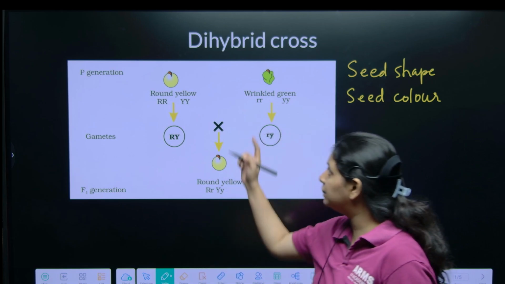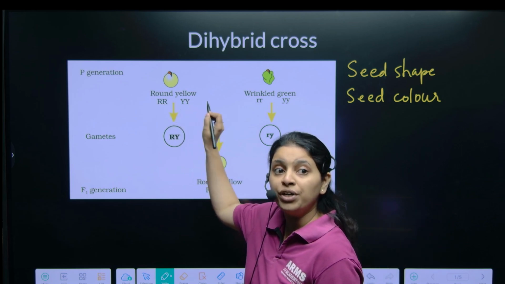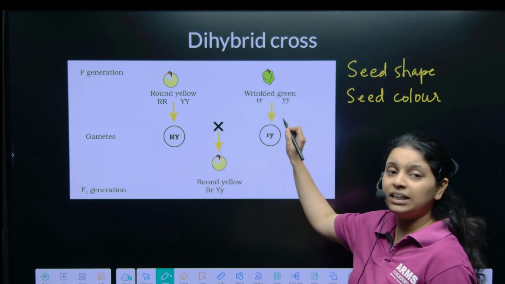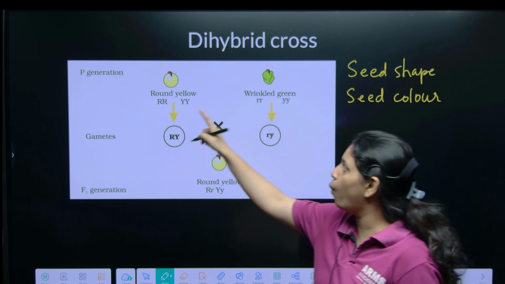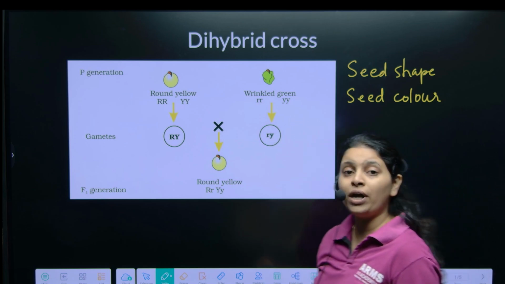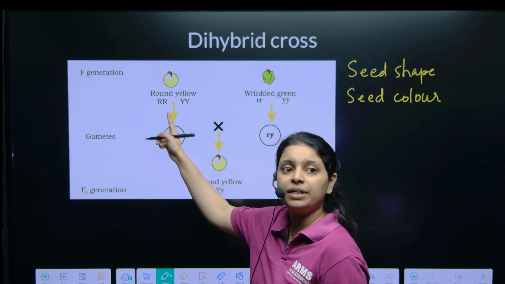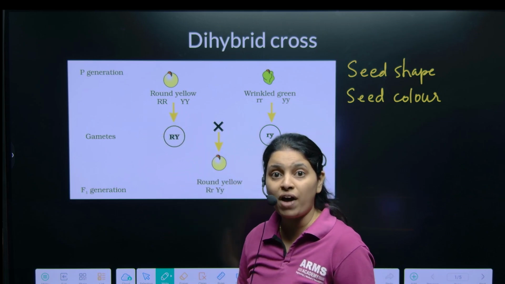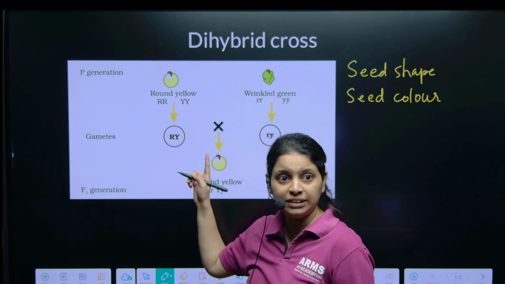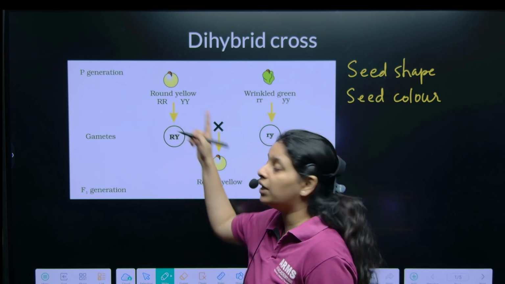So here you can see we have taken the parent. One is round yellow seeded and the second one is wrinkled green. So both the parents are contrasting. Also look at the genotype. First one is capital R, capital R, capital Y, capital Y. So for both the genes, it's homozygous condition. Identical pair of alleles are present.